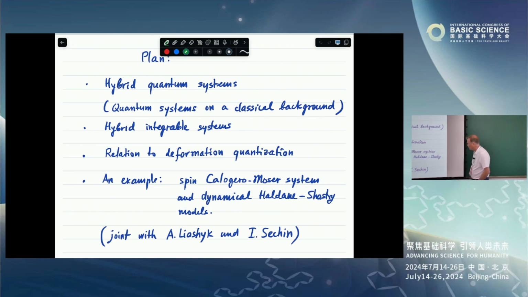An example is spin Calogero-Moser system and the so-called dynamical version of the Haldane-Shastry model. Haldane-Shastry model is a model for large range spin interactions. Calogero-Moser system is one of the well-known integrable systems with very interesting mathematical content. It's a joint work with Nicolai Reshetikhin and Ivan Sechin.